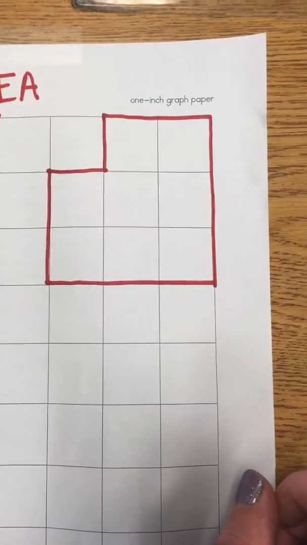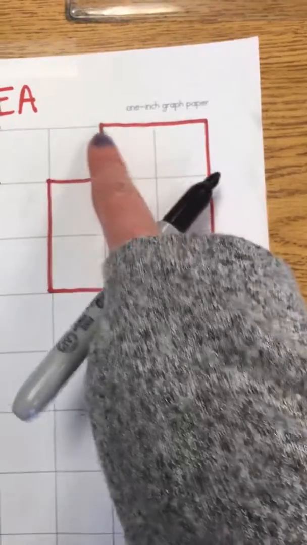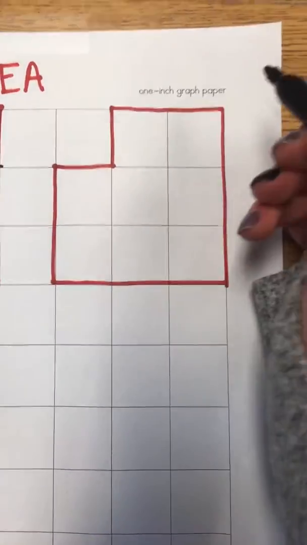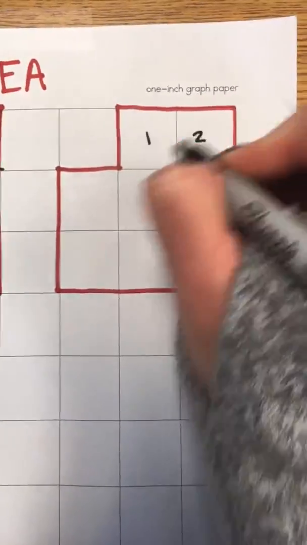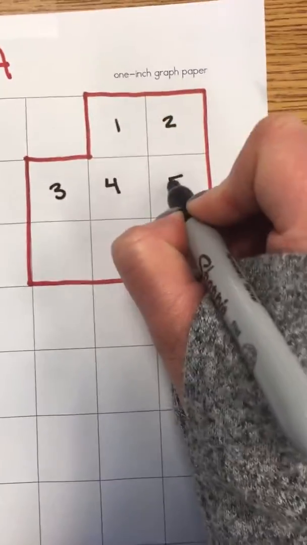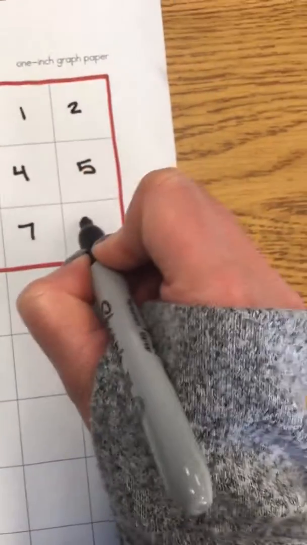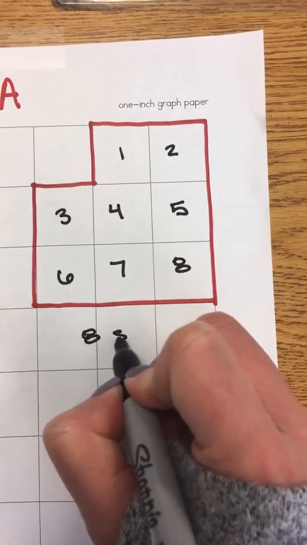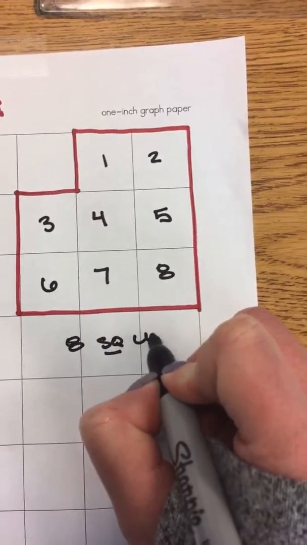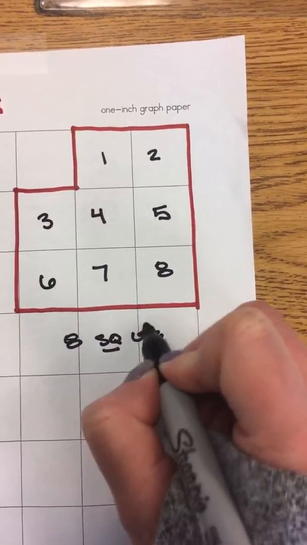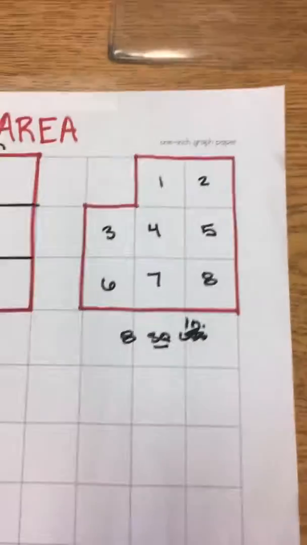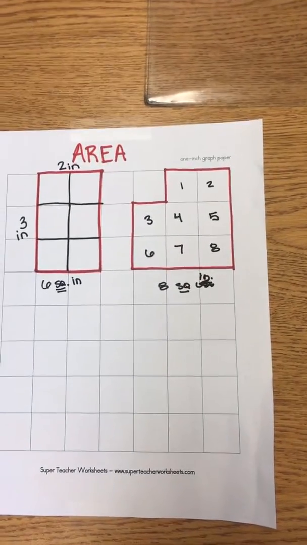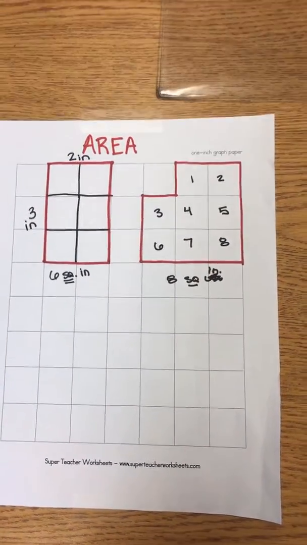Now if it's not a regular rectangle, notice we're missing part of ours over here because it comes in like this, but it is on grid paper, then we can just count the square units. So we have 1, 2, 3, 4, 5, 6, 7, 8. So the area of this shape is 8 square units. And actually, inches: 8 square inches for this one. Okay, so we are counting our inside square units to find the area. Are you ready to do some more?